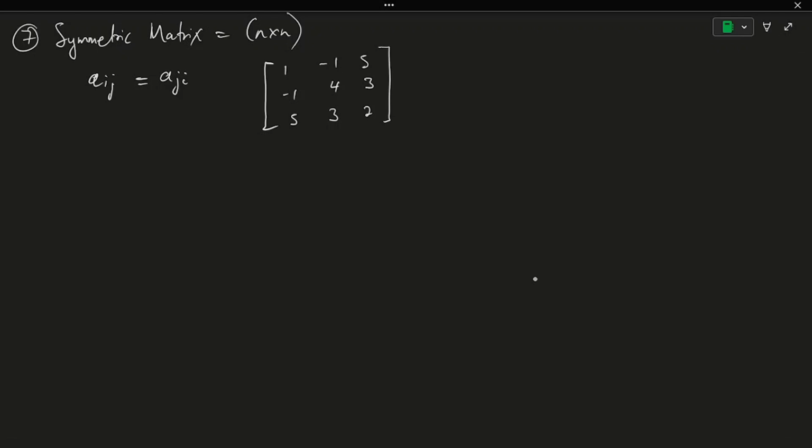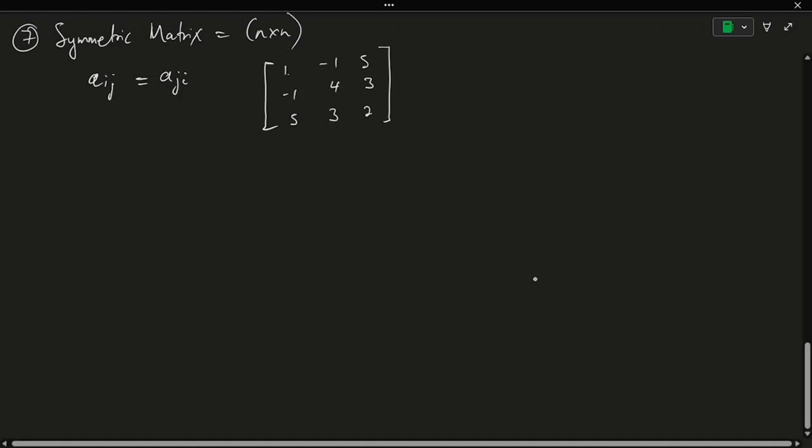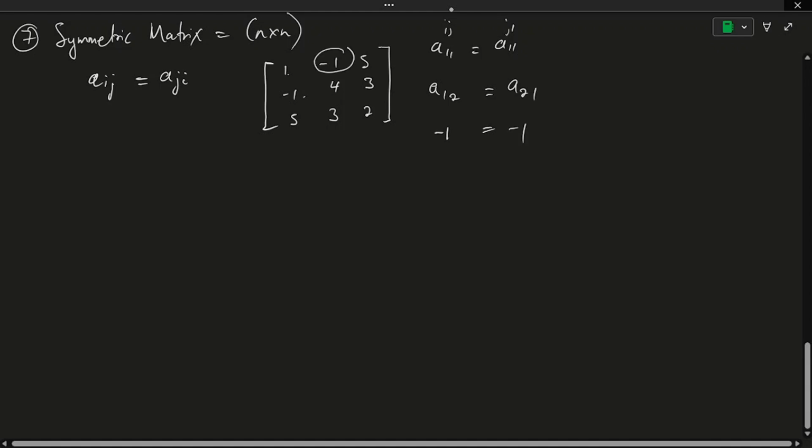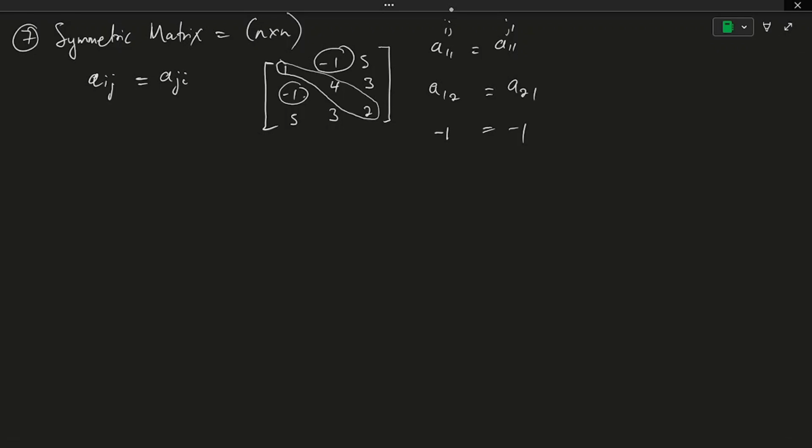So remember that this is a_11. a_11 is the same as a_11 because we are just swapping rows and columns. So if your i and j are 1, 1, your j and i will also be 1, 1. So in other words, a_12 should be equal to a_21. Our a_12 is -1 and our a_21 is -1. So this is the same as this. Remember that this is our main diagonal.